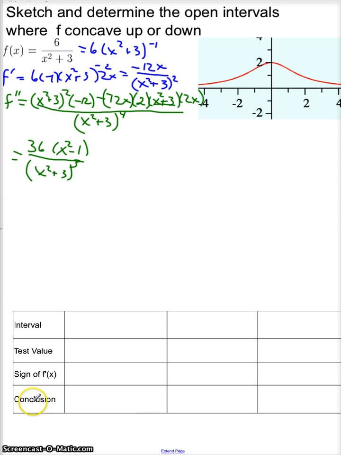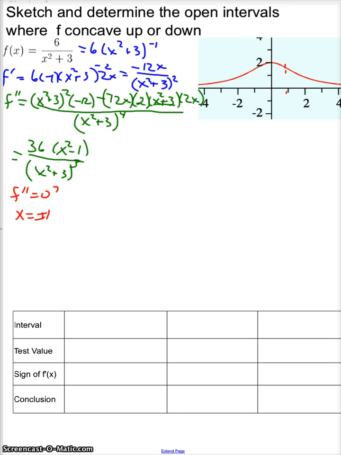Now, where is f double prime 0? Okay, where is the second derivative 0? All right, well, it's 0 at x equals plus or minus 1. Oh, 0 at x equals 0. Sorry about that. And that kind of makes sense if you look at the graph. All right, let me erase that.